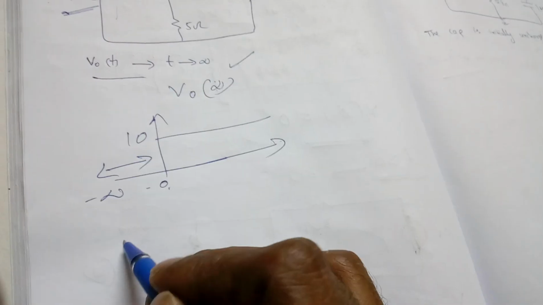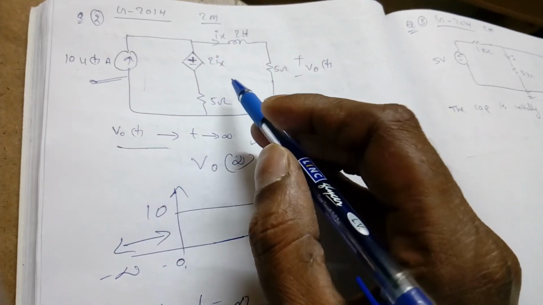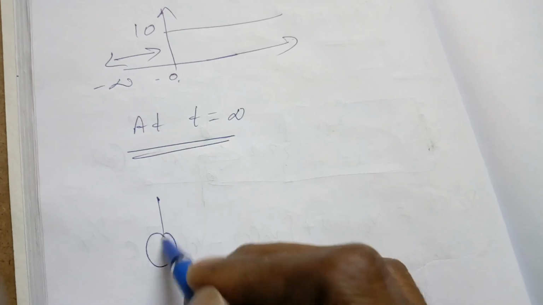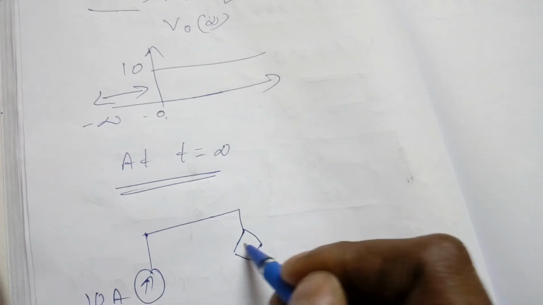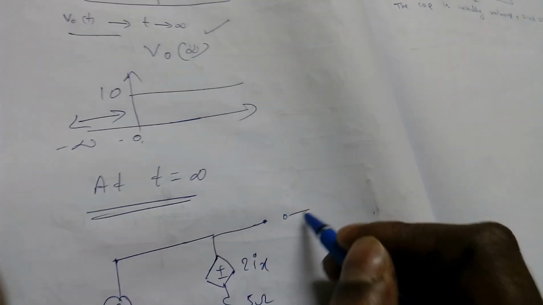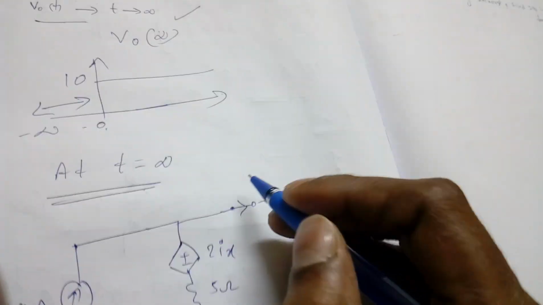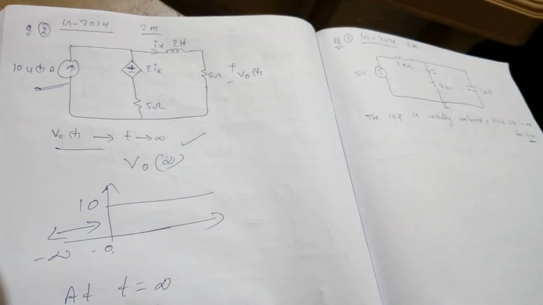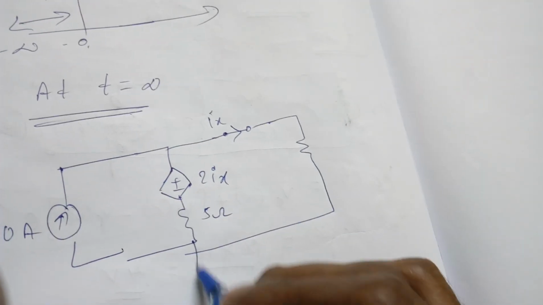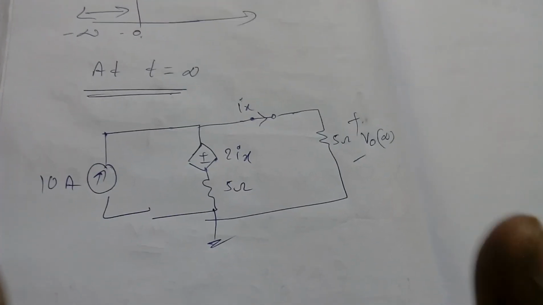We require only t equal to infinity. At t equal to infinity, how will the circuit behave? This current source is 10 ampere, and this is the dependent source, plus minus 2 into Ix, and here 5 ohms, and here an inductor. Whenever an inductor is there at t equal to infinity, that is, steady state reached, it will become a short circuit. So short circuit means this is Ix, and here 5 ohm. So with a single equation we get the answer.